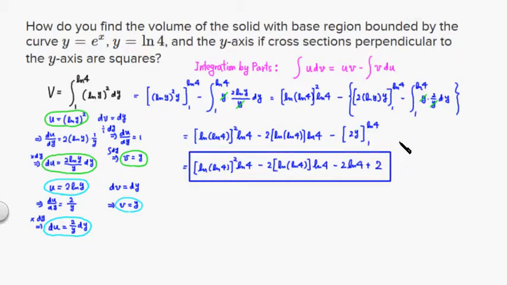Alright, that's it. So we needed to use integration by parts twice to get to the answer, but it wasn't too bad. It's just a little messy. Alright, that's it. I hope that this was clear.